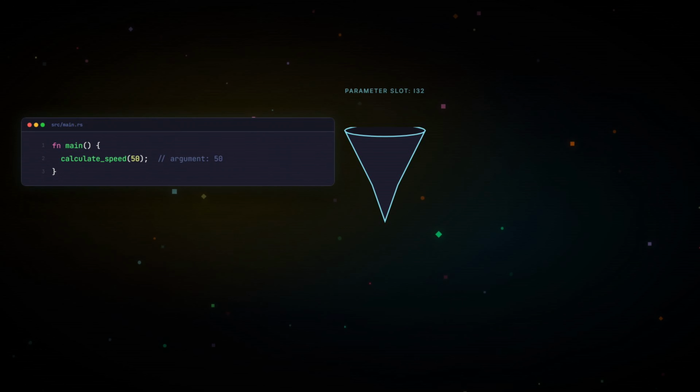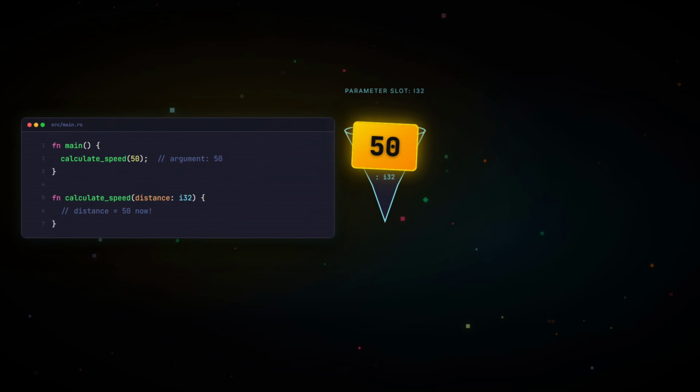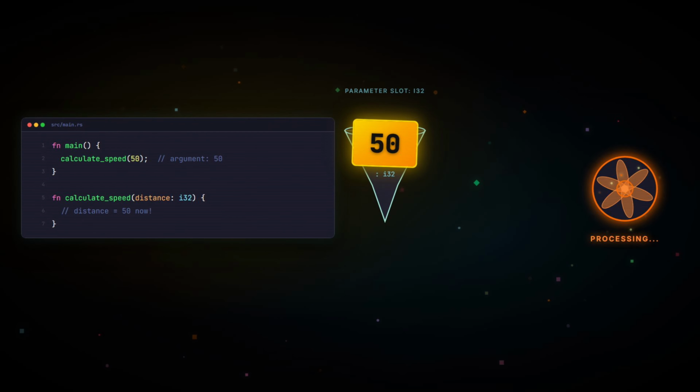When you call the function, the value you pass in is called an argument. Here, 50 is the argument. Watch it drop into the parameter slot. Snaps in perfectly and the turbine starts grinding. The parameter is the slot, the argument fills the slot, 2 different words, one idea.